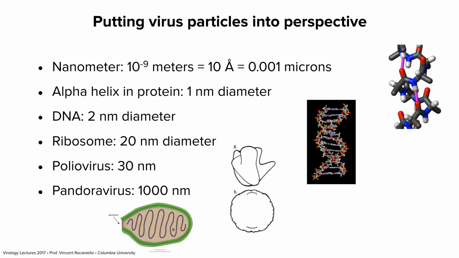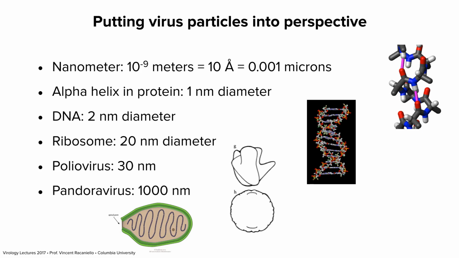Ribosomes are 20 nanometers in diameter. Here in panel G is a ribosome. Poliovirus is 30 nanometers in diameter. So that virus particle sitting on the table there, that's polio. It's about 30 nanometers, slightly bigger than a ribosome. Most viruses are from 20 to, say, 250 or so nanometers in diameter, but there are some that are bigger, and lots of sizes in between.